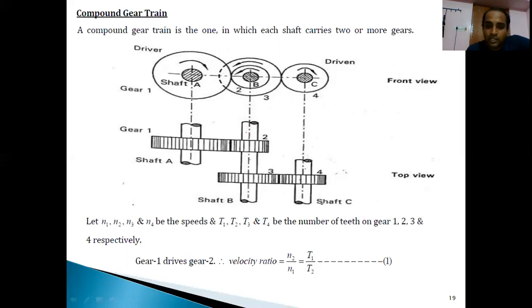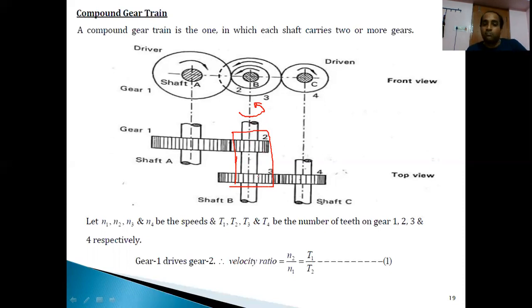So here the shaft B, at whatever speed it rotates, both gear number 2 and gear number 3 will also rotate at the same speed. Keep this in mind. Once again, I am repeating: shaft B is common for gear 2 as well as gear 3. So with whatever speed shaft B rotates, gear 2 and gear 3 also rotate at the same speed.